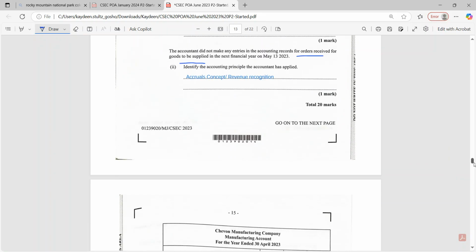The accountant did not make any entries in the accounting records for orders received for the goods to be supplied in the next financial year on the 13th of May 2023. We should identify the accounting principle the accountant has applied, and in this case, it's the accruals concept. What we're receiving here, orders received, that means that we got the money for some orders, but we have not yet supplied the goods to the customers. So this is a prepaid revenue, and a prepaid revenue would be under the accruals concept, right? Or revenue recognition.